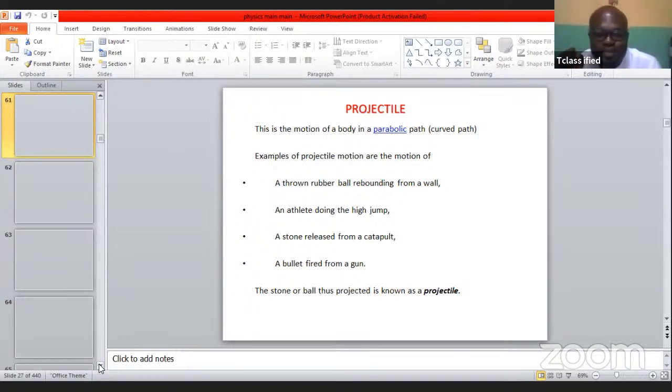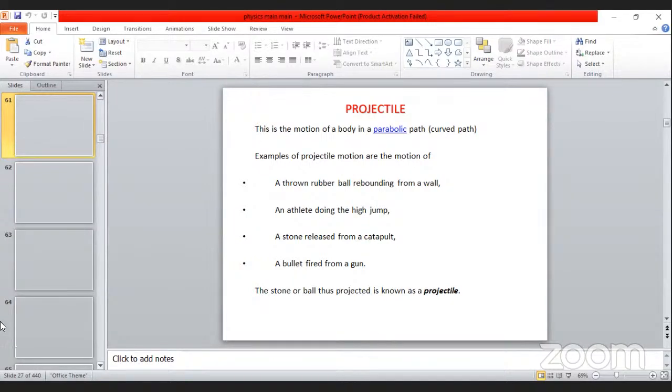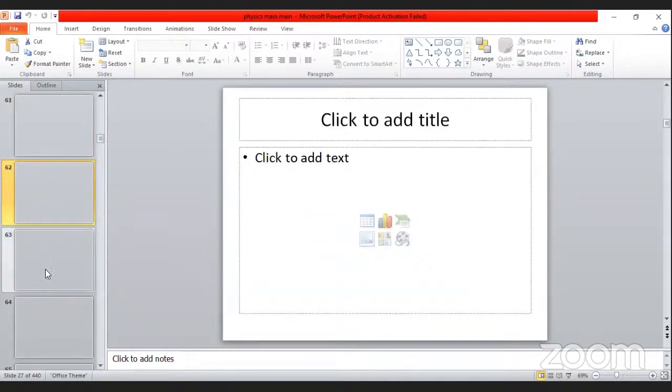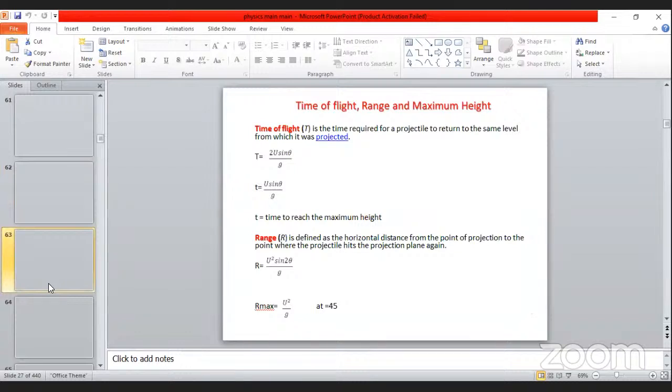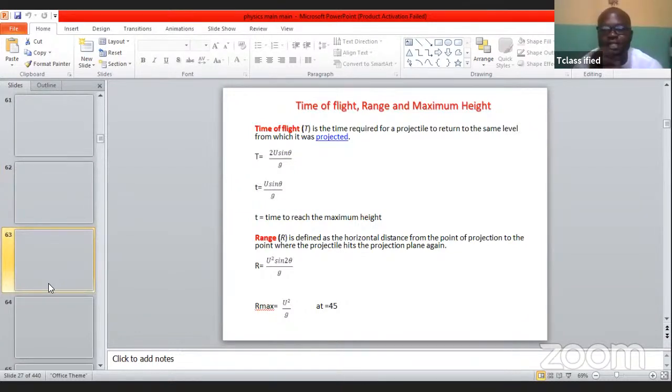That's high jump. Then you have a stone released from a catapult. That's a projectile motion. Then you have a bullet fired from a gun. It's also an example of a projectile motion. Okay, these are the formulas. Can you see the formulas?